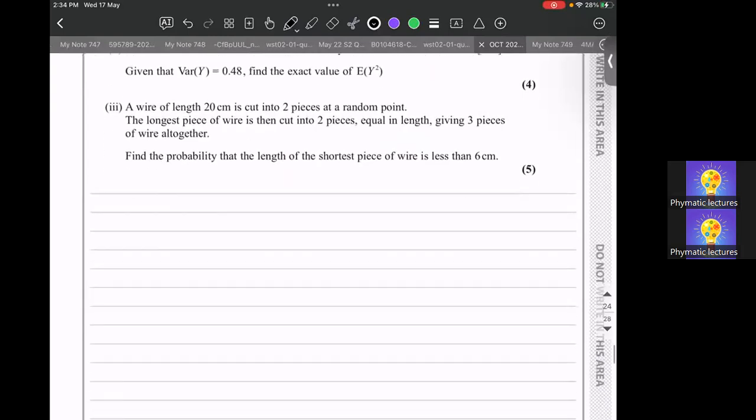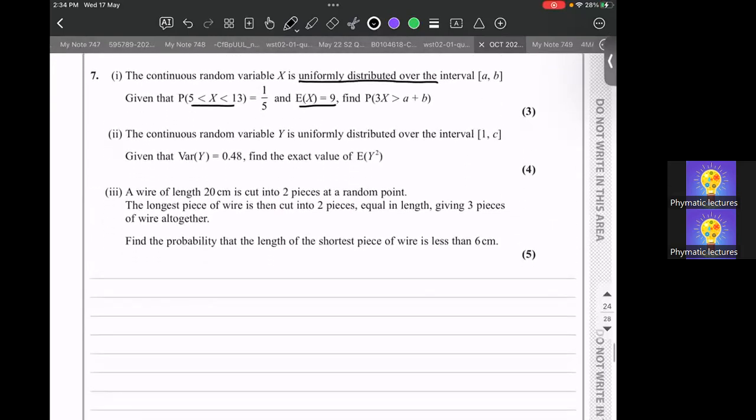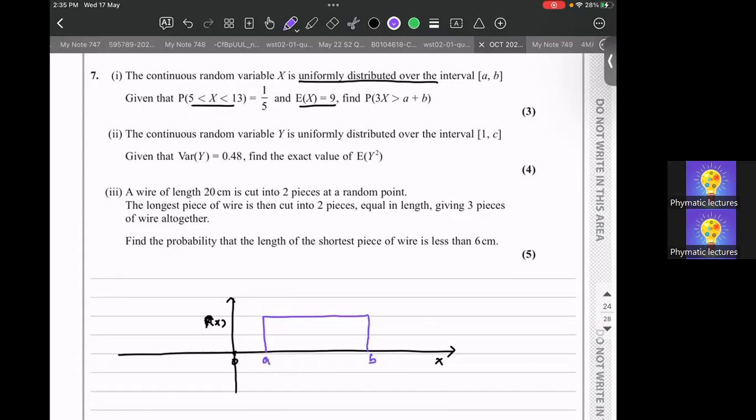To do this question, it is better to draw a figure because it's a uniformly distributed function. So this is our x, this is the probability density function f of x, and this is 0. We don't know the value of a and b. I'm just assuming that a is a positive value, with a and b marked such that the height will be 1 by b minus a.